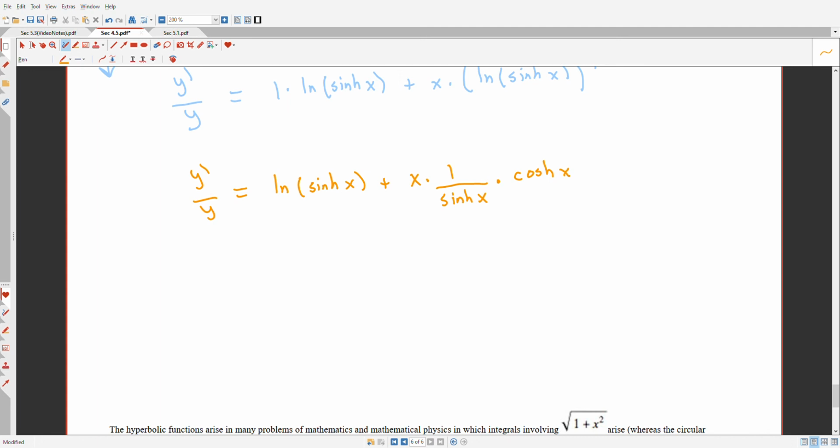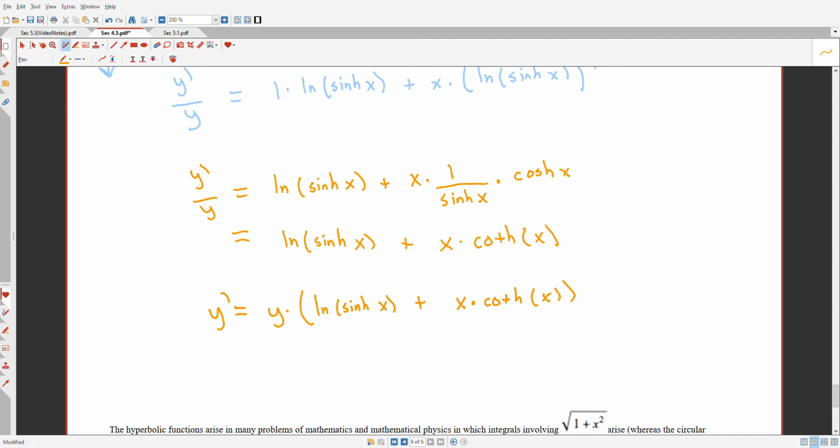This will be the natural log of sinh of x plus, if you think about what I have here, I've got like the hyperbolic cosine over the hyperbolic sine. Cosine over sine is cotangent. Hyperbolic cosine over hyperbolic sine is hyperbolic cotangent, if I want to give a shorter name to it. And so now I multiply everything by y, and I get this weird-looking derivative, which is not a surprise, right? Because when you have functions as bases and powers, as we discussed, you get weird-looking derivatives.